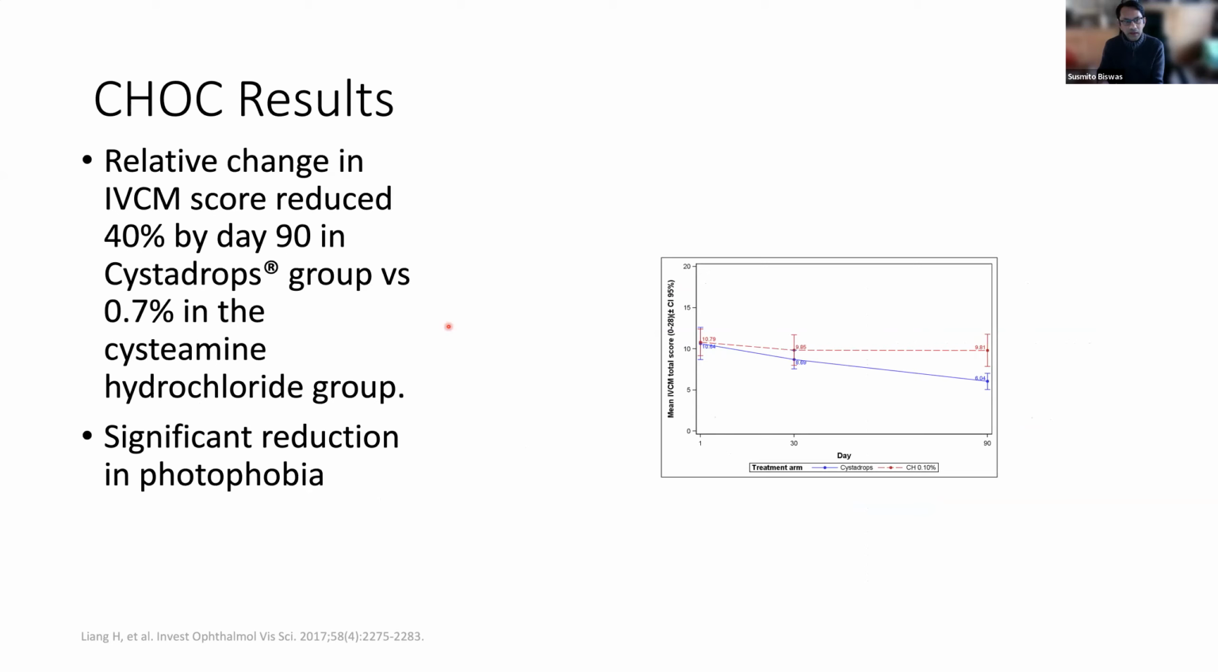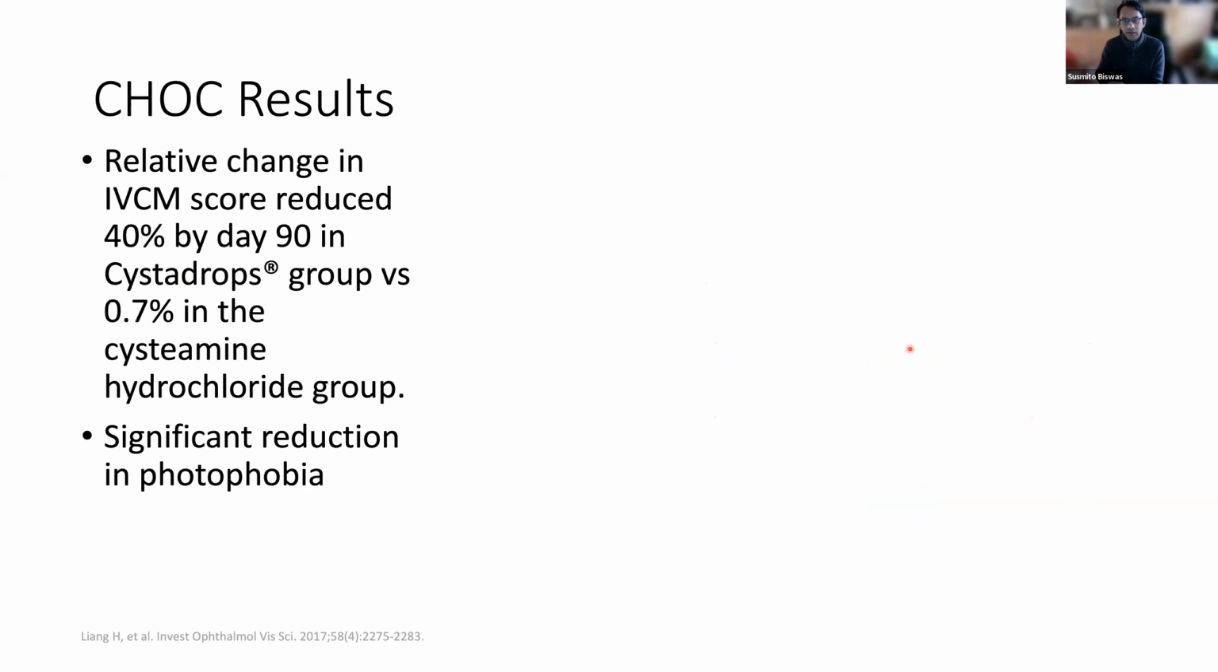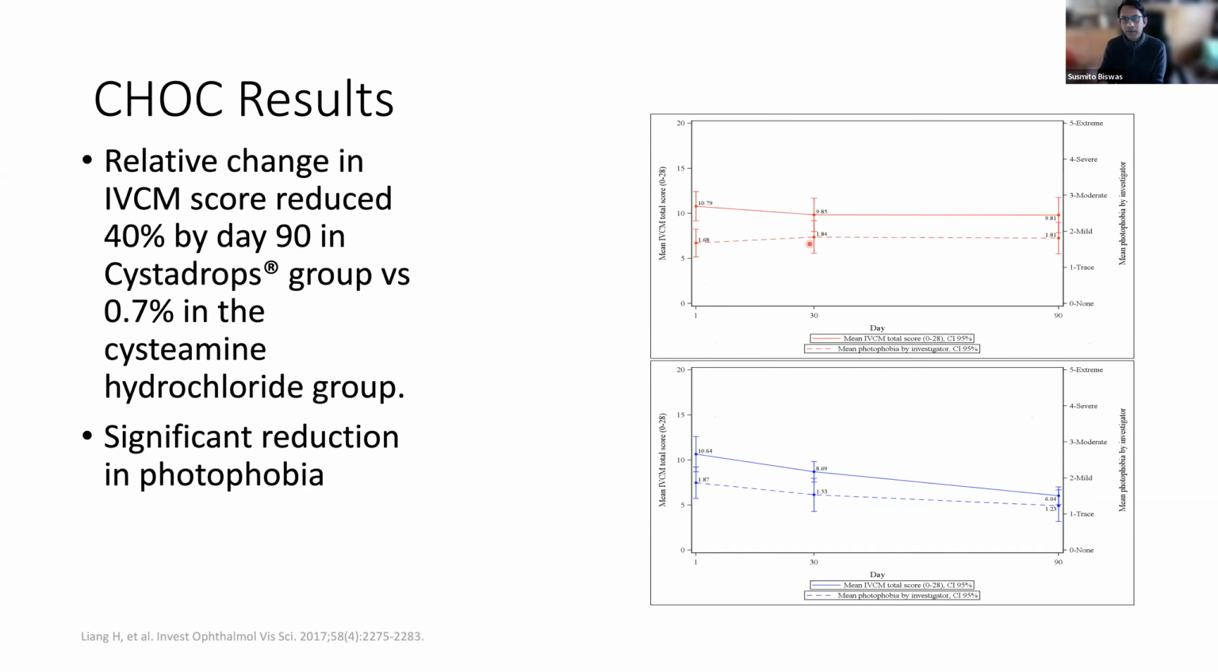And they could quantify a reduction in the amount of crystals in the cornea in the Cystadrops treated group, which dropped by about 40% by 90 days, compared to just a very modest 0.7% drop in the treatment arm that was just using the standard aqueous preparation. And then also looking at photophobia.